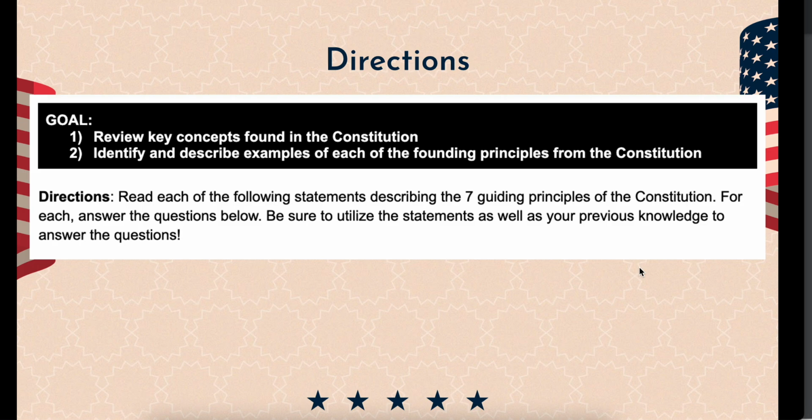So your directions are to read each of the following statements below, and I'm reading this off of your sheet, describing the 6 guiding principles for the Constitution. For each, answer the questions below. Be sure to utilize the statements as well as your previous knowledge to answer those questions. So don't just rely on the reading, but please go back to your notes, for example, or look back at some of our activities and discussions around the legislative, executive, and judicial branches.